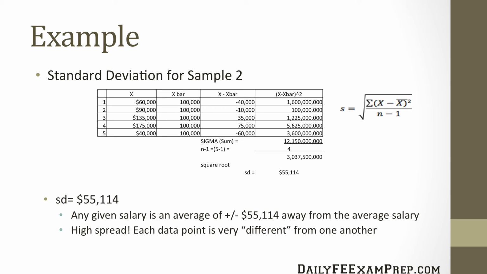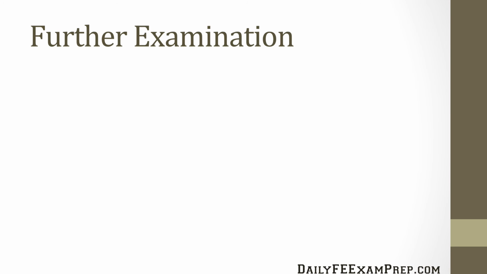So what that means is any given salary is an average of plus or minus $55,114 away from the average salary value of $100,000. Okay, that's a substantially higher spread. So if you had that data when you're looking at the starting salary, you might be thinking, okay, well the average salary is $100,000, but I could be way on the bottom of that scale, or hey, I might be on the top. You really just don't know. So each data point is very different from one another.